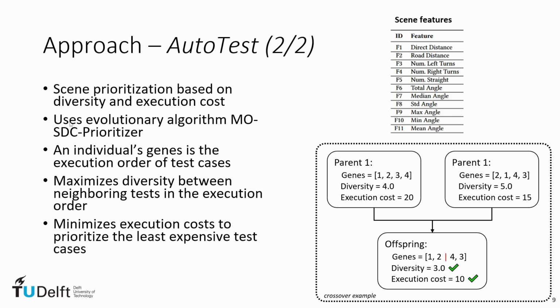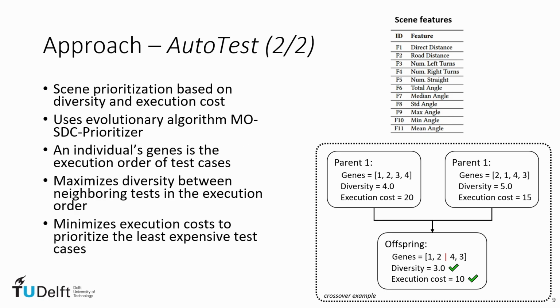And we're using an evolutionary algorithm called MOSTC prioritizer. And what this does is it will mutate an individual, where an individual's genes is the execution order of test cases. So for instance, this individual, parent 1, has genes in order of 1, 2, 3, 4. So that means that if you want to execute this individual, you would start by executing the first test case, and the second, and the third, and the fourth.